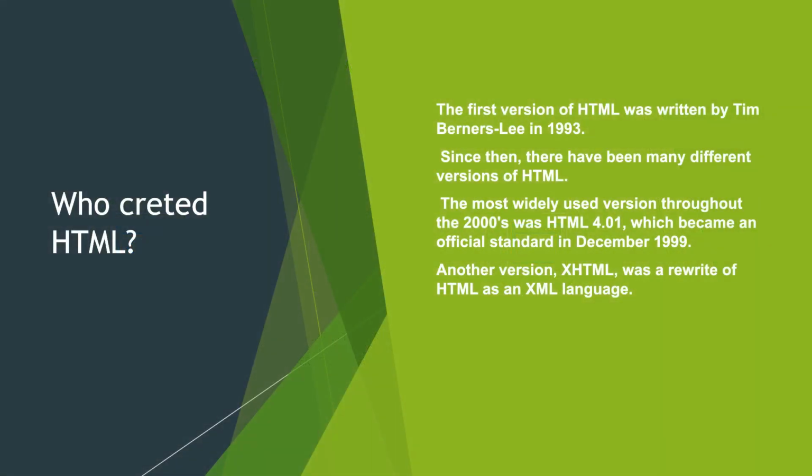Who created HTML? The first version of HTML was written by Tim Berners-Lee in 1993. Since then, there have been many different versions of HTML. The most widely used version throughout the 2000s was HTML 4.01, which became an official standard in December 1999. Another version, XHTML, was a rewrite of HTML as an XML language.